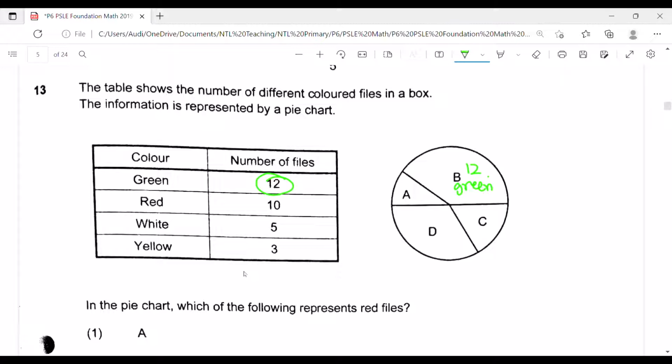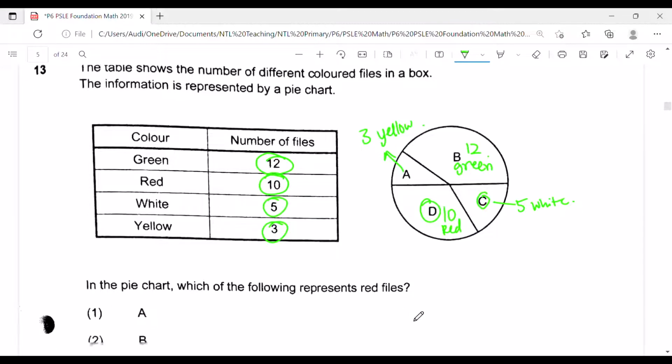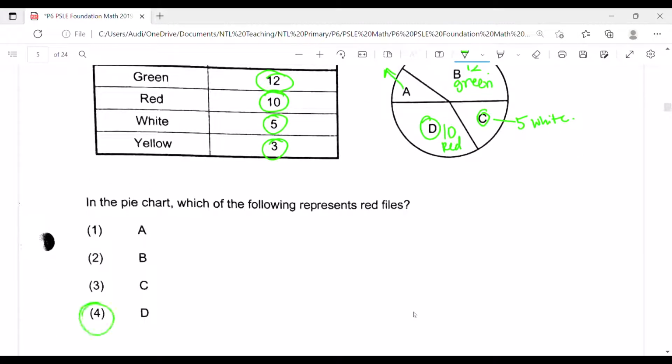What's the next biggest area? This one. So this must be 10 red files. The next biggest area is C, right? So that must be the 5 white files. And then the last one, the smallest one, is A, and this is 3 yellow files. There we go. In the pie chart, which of the following represents red files? So our answer is D. Okay, I will erase.